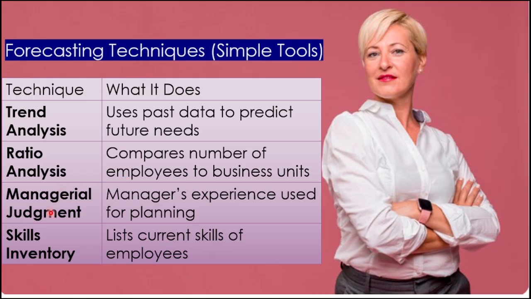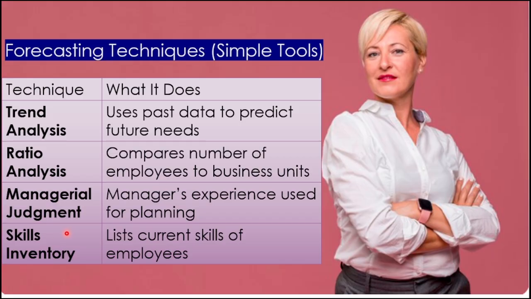Third is managerial judgment. What does it mean? Managers' experience used for planning. Managerial accounting is one of the courses which I taught, I think in spring or two semesters back. Managerial accounting means the role of the managers. So in managerial judgment, what does it mean? Managers' experience used for planning. Let's mainly talk about the manager's experience.